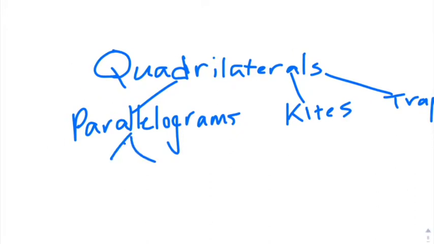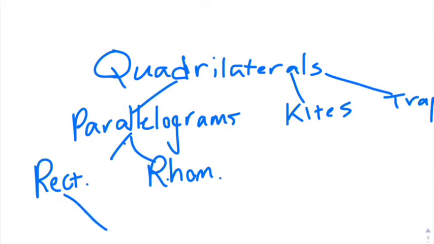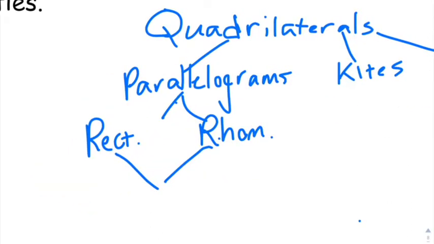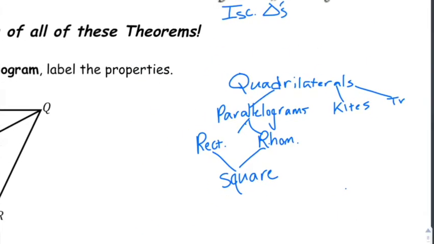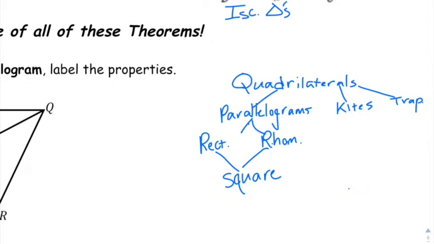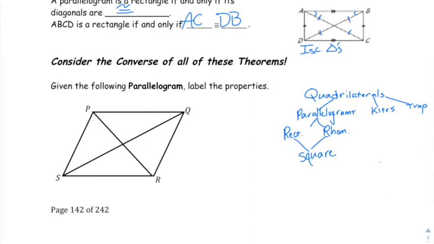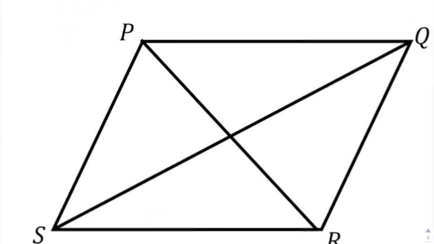So those break into two categories. You have rectangles and rhombuses. And then those kind of funnel back down into a combination of the two, and that's a square. So sometimes it's kind of nice knowing this little flow chart of how everything works and all the different categories, the broad ones and then the not so broad ones. So given the following parallelogram labeled properties, we're just going to label things like you got parallel sides.